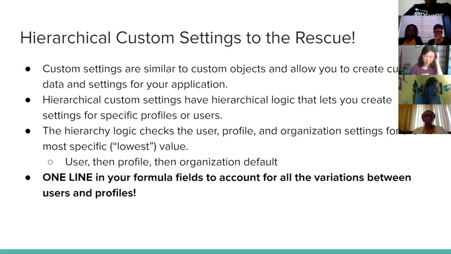So your organization can always have a default. That's what the setting is. Then you tailor it down. What that means is, for example, you could say this profile has this setting, but this user within that profile has a different setting, right? So it can really be a mix and match, which is really helpful. And then in all your formula fields and in your Apex, you would take all those hardcoded values that I showed before and replace them with one line to account for all of that variation.